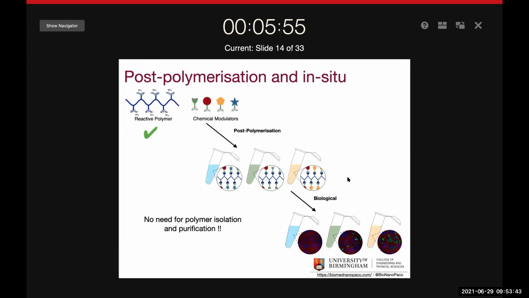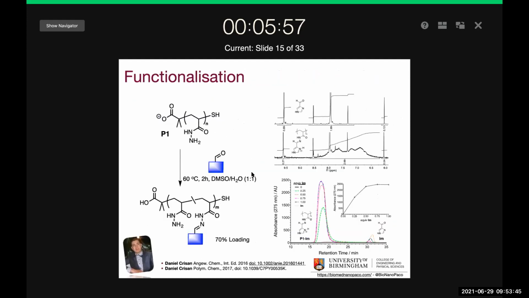And actually, NMR is very convenient to monitor the functionalization. Now, in most conditions, we will use a little bit of organic solvent, and that's because very often we like to use hydrophobic aldehydes. I'll come back to this in a minute. And in these conditions, we tend to get around 70% loading if we only use one equivalent of the aldehyde. Now, you can push this to almost full conversion if you use a slight excess of the aldehyde, and as long as this aldehyde does not interfere with your assay, with your biological application, you're good to go.